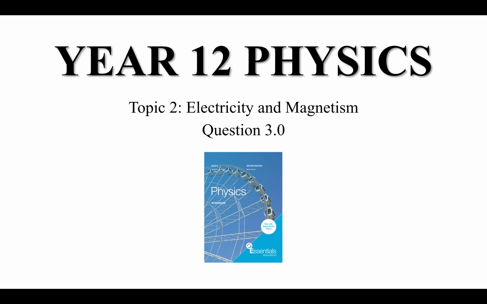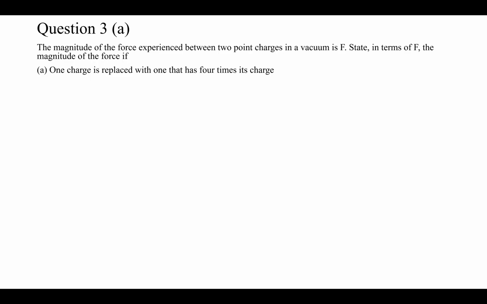Hello guys, hello. Today we're gonna do question 3 from topic 2, electricity and magnetism of year 12 physics from essential education. So the question says, the magnitude of the force experienced between 2-point charges in vacuum is F. State in terms of F the magnitude of the force if, letter A says, one charge is replaced with one that has 4 times its charge.